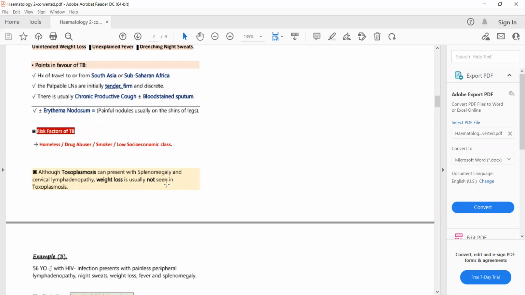Another example: a 50-year-old male with HIV infection presents with painless peripheral lymphadenopathy, night sweats, weight loss, fever, and splenomegaly. What is the most likely diagnosis? Who will tell me the diagnosis in this scenario?